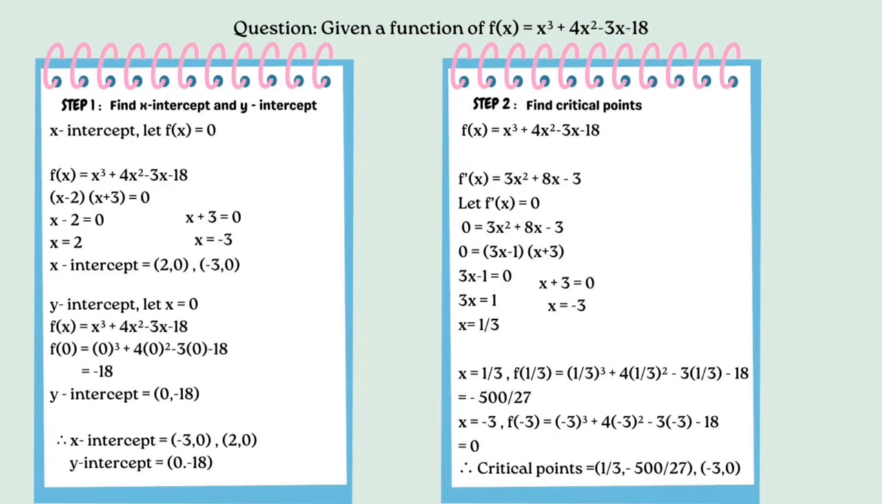Step 2. Find the critical points. To find the critical points, you need to differentiate f(x) to get f prime x, and then let f prime x equal 0. Solve it using a calculator and you will get x equals 1/3 and x equals negative 3. Next, to get the y coordinate, you need to substitute x equals 1/3 and x equals negative 3 into the f(x) equation. Then the critical points you will get are (1/3, -500/27) and (-3, 0).